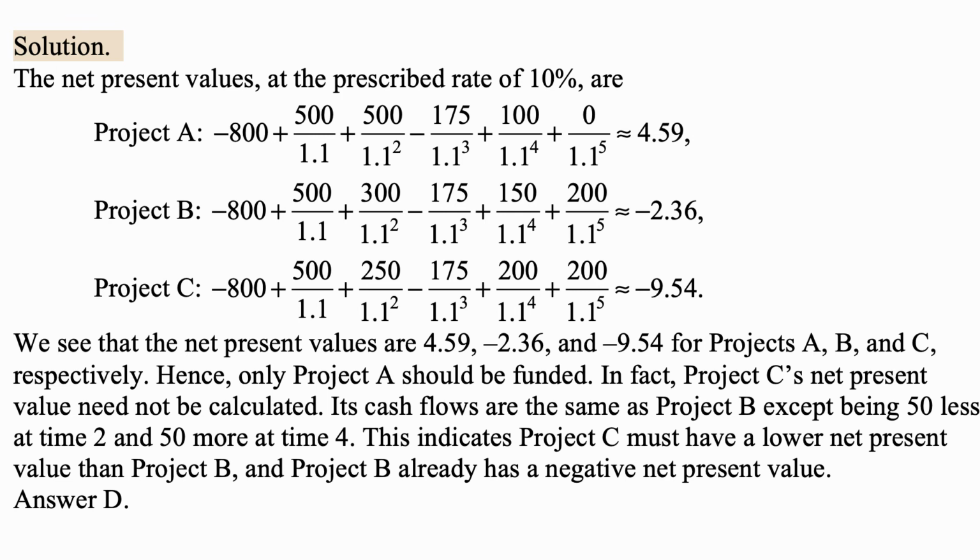It's maybe worthwhile noting that Project C's net present value does not need to be calculated in this process, because you can see that its cash flows are the same as Project B, except being 50 less at time 2 and 50 more at time 4. So it's basically the same money, but some of it comes later, and therefore Project C must be worse than Project B. And so, since Project B already has negative net present value and should be rejected, Project C will have negative present value that is even worse, and it should be definitely rejected as well. And choosing only Project A is answer D.